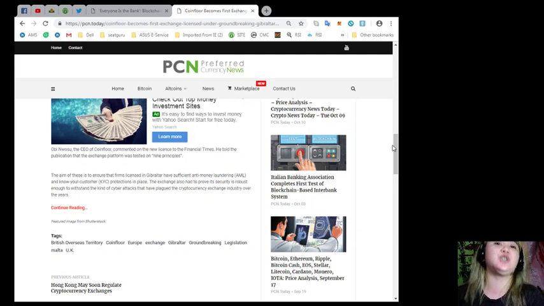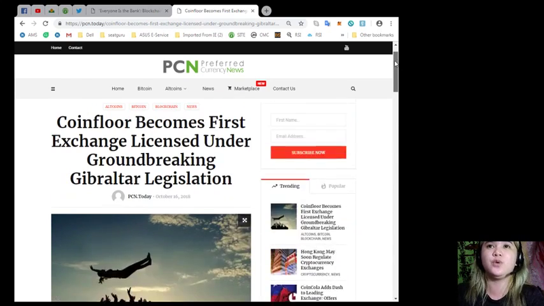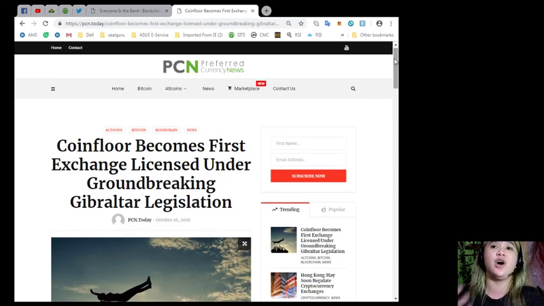The exchange also had to prove its security is robust enough to withstand the kind of cyber attacks that have plagued the cryptocurrency exchange industry over the years. Okay, now, Nwosu commented on the licensing process under Gibraltar's new legislation. He said, "What impressed us was that this legislation was in the works for a long time. It's been well thought out, well considered. They are focusing in on quality over quantity."